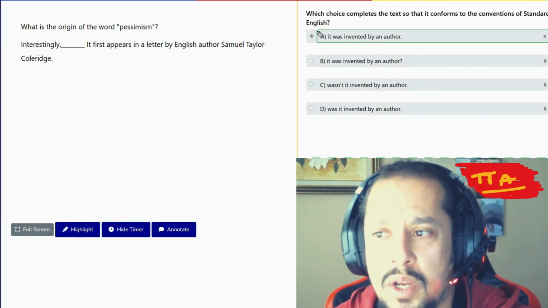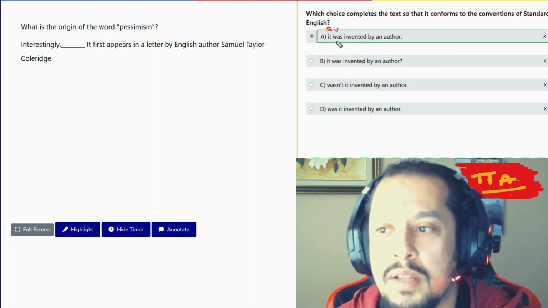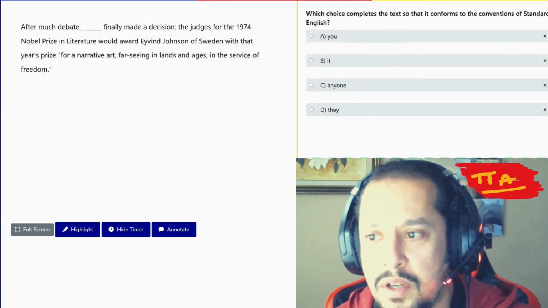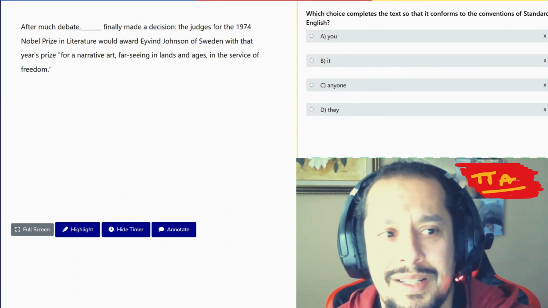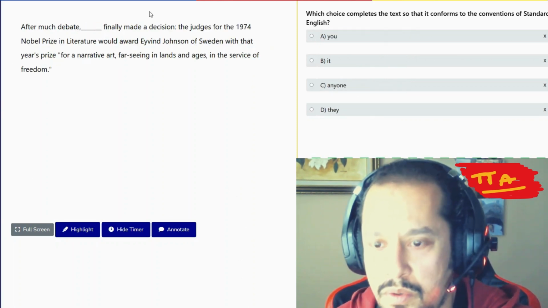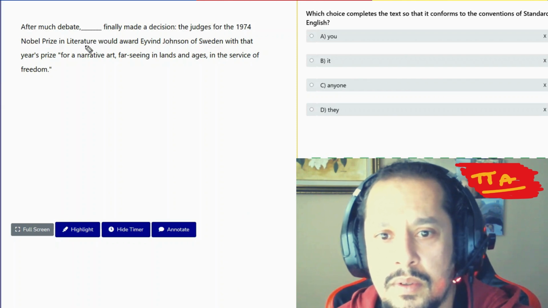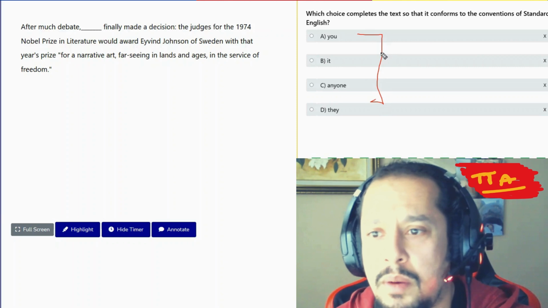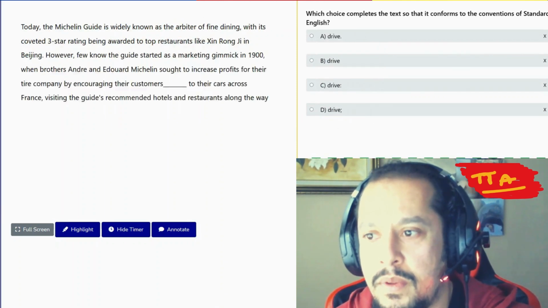What is the difference between a question and a statement? A statement is subject-verb mostly. A statement is subject and verb. A question is verb-subject. They're inverted. Question number 7. So this is a pronoun question. Who made the decision? The judges. They. Plural. Number 8.